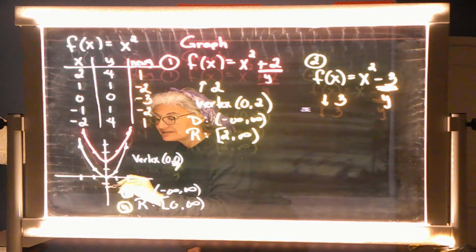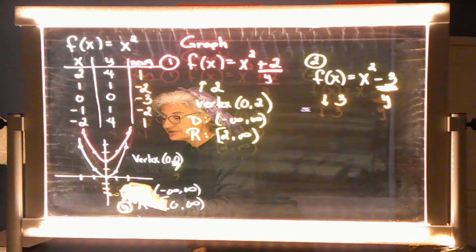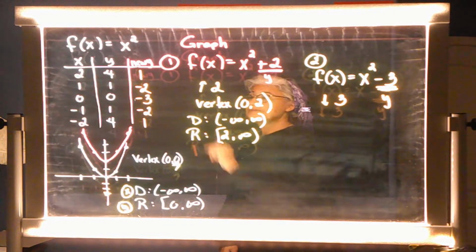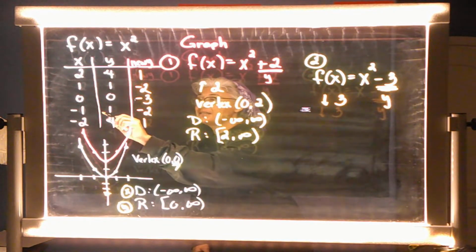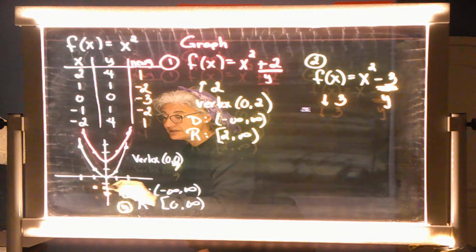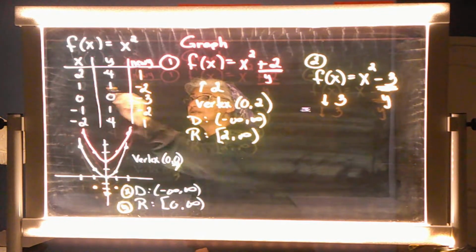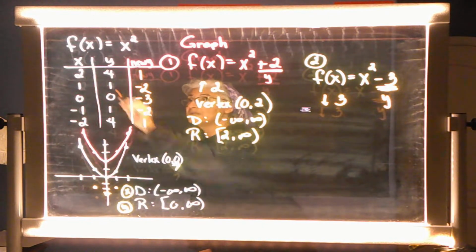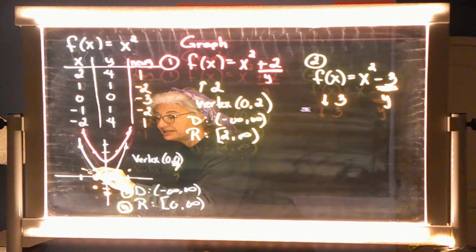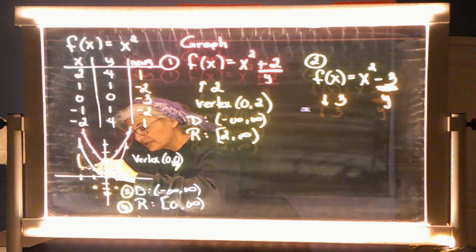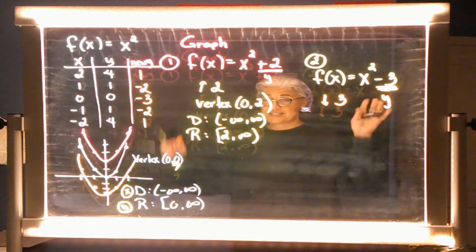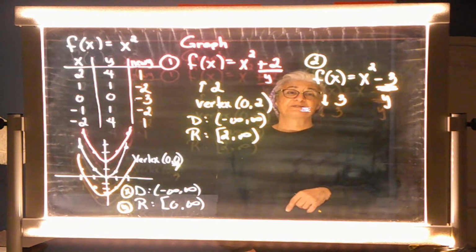Which means we're not at 0, 0 any longer. We're at 0, negative 3. And negative 1 with negative 2, positive 1 with negative 2, 2 and positive 1, and there. Okay, so if I connect my dots, the one in orange is my new graph. It did go down 3 spaces, didn't it?